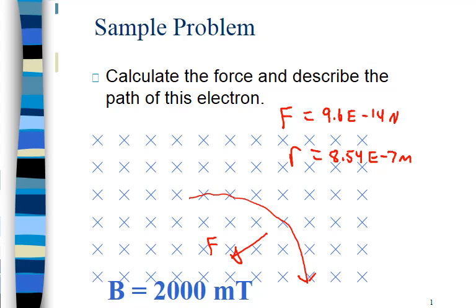Okay, so the particle's coming around. The force is directed towards the middle in this case, and we should get a force of 9.6 times 10 to the negative 14 newtons and a radius of 8.54 times 10 to the negative 7 meters.